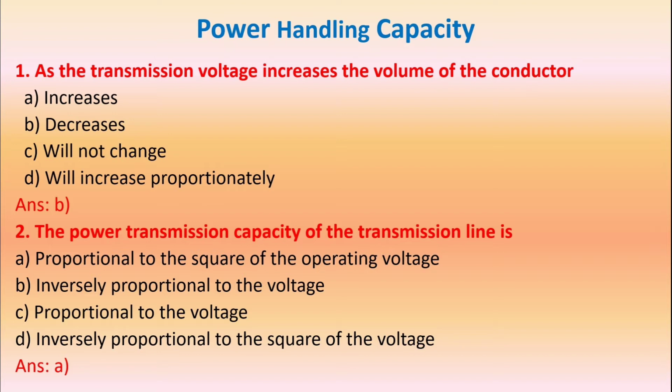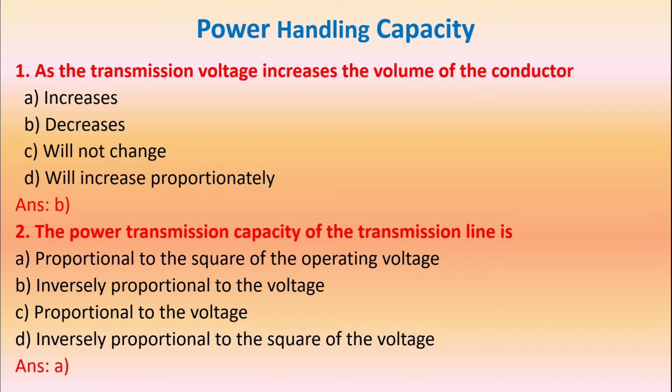Question 2. The power transmission capacity of the transmission line is option A, proportional to the square of the operating voltage, B, inversely proportional to the voltage, C, proportional to the voltage, D, inversely proportional to the square of voltage.